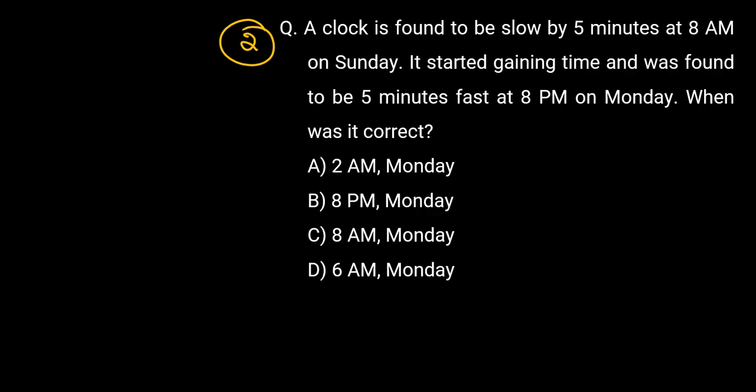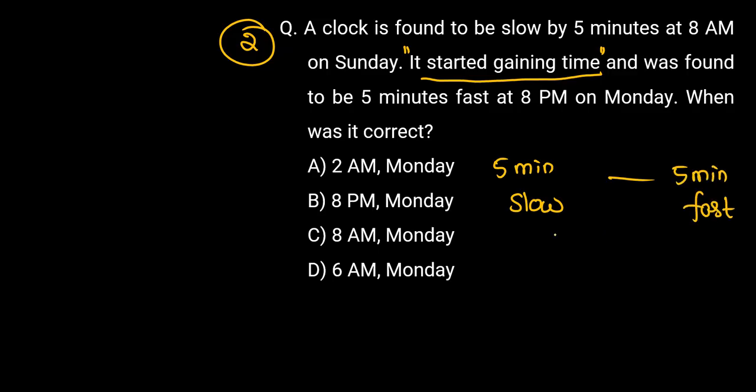5 minutes slow, 8 a.m. on Sunday. 5 minutes fast, 8 p.m. on Monday. See, it has started gaining time, which means the watch is fast. So from 5 minutes slow to 5 minutes fast, how much do you gain, sir? You gain 10 minutes. How much do you need to gain actually? To show correct time, 5 minutes gain is sufficient.